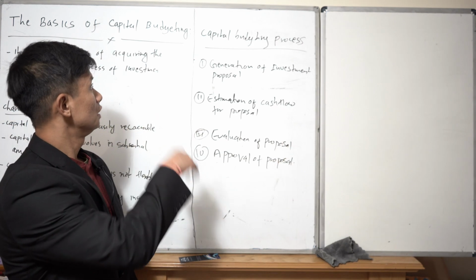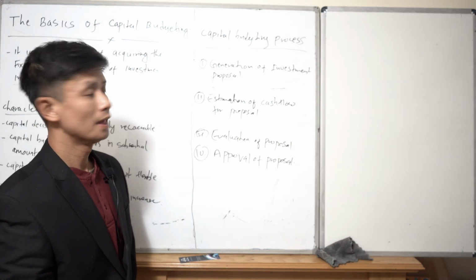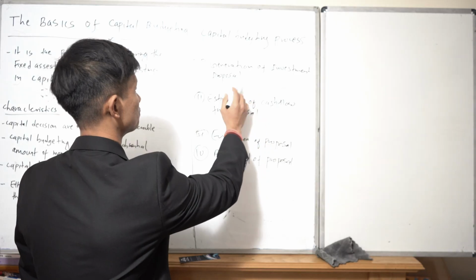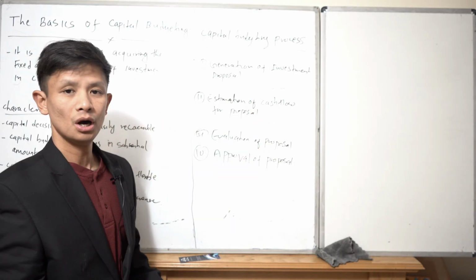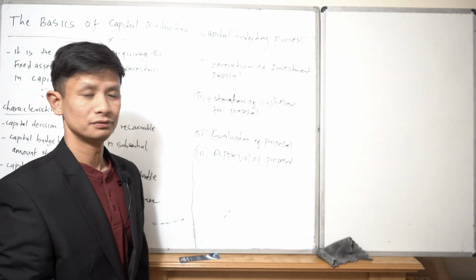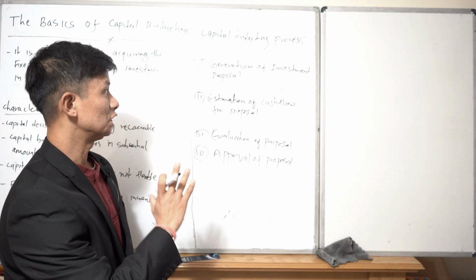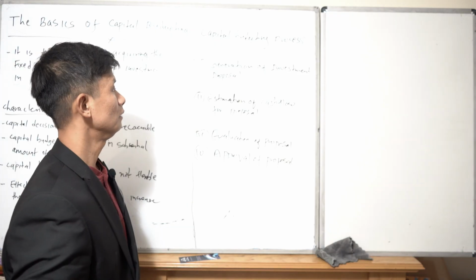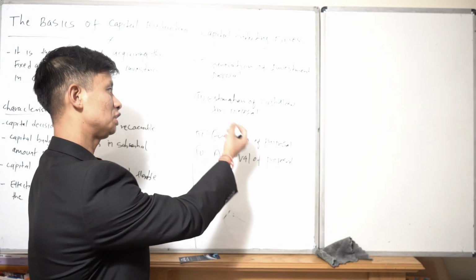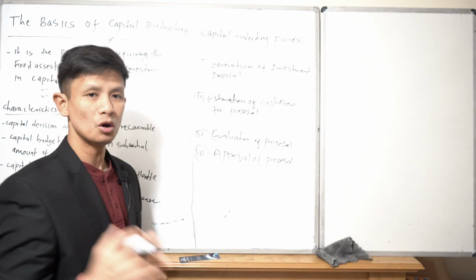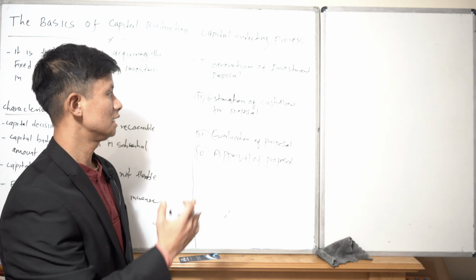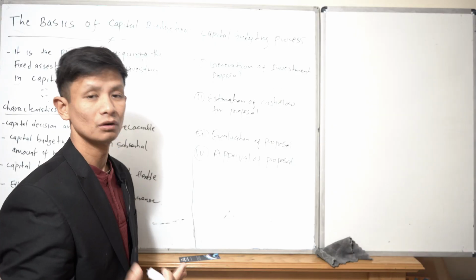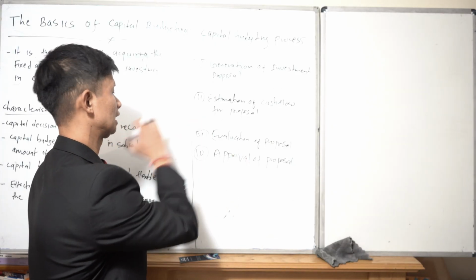Now let's have a look at the capital budgeting process. The first step is the generation of investment proposals. Management, or a team of high-level people, will make a document called an investment proposal. The second step is estimation of cash flow for the proposal. How much cash is to be invested, how much cash flow we generate, and what the cost is per year or monthly is estimated in the second stage.